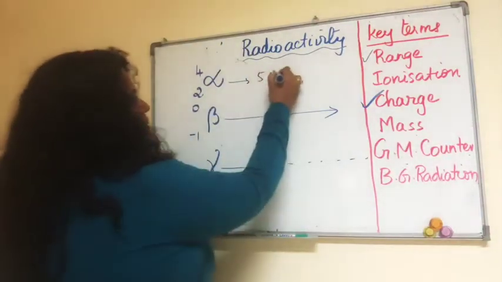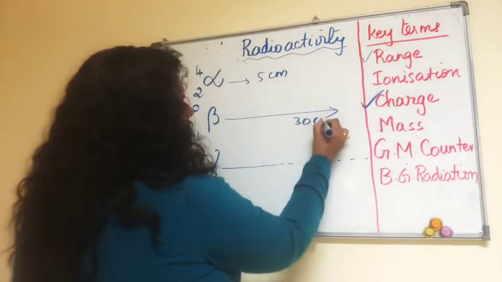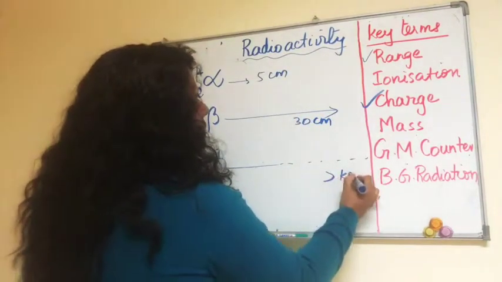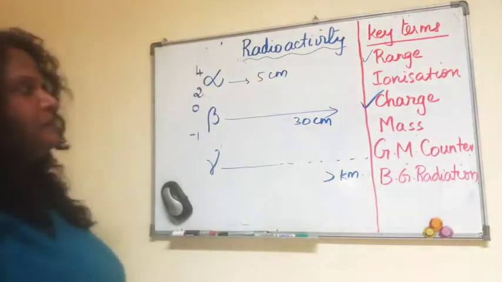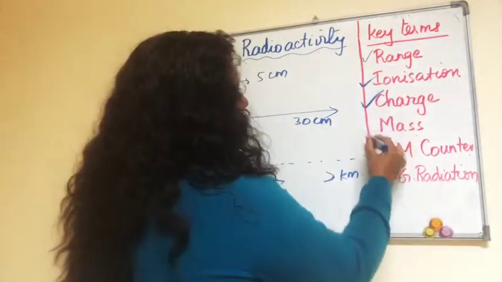So this is around 5 centimeters. This is around 30 centimeters. This is going to be in kilometers. All right. That's about ionization. Mass also we have compared.